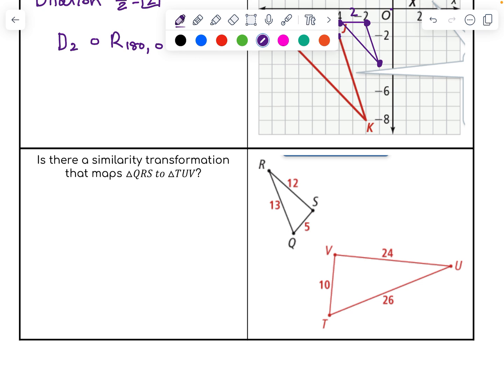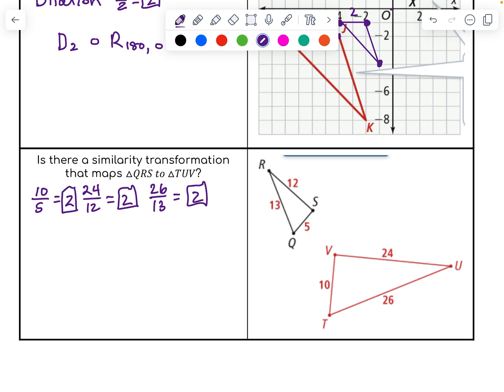So if we take the short side, we want to go from QRS to TUV. That's what it says. So if we look at the short side, it looks like Q to T, S to V. So we check our ratio of 10 to 5. That equals 2. And then if we go to the next side, we got 24 to 12 equals 2. And 26 to 13 equals 2. So if you notice all of those, that is your scale factor. So we do have a dilation.